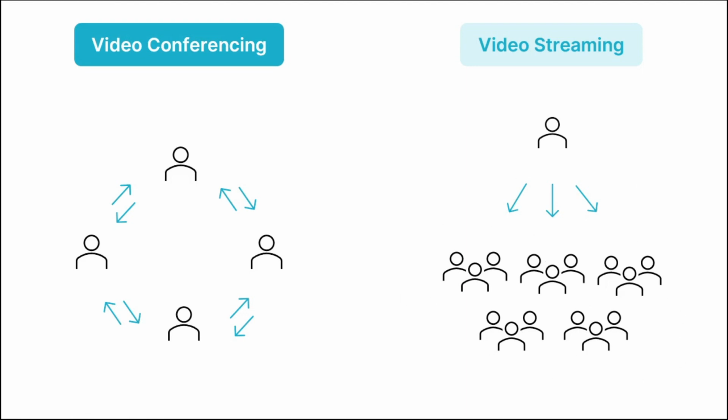So another way to look at it is that video conferencing is similar to being in a meeting room with a few people, and video streaming is similar to being on a stage in front of a big audience. So it's important to understand the difference between the two so that you can know which feature you need to implement within your own app.